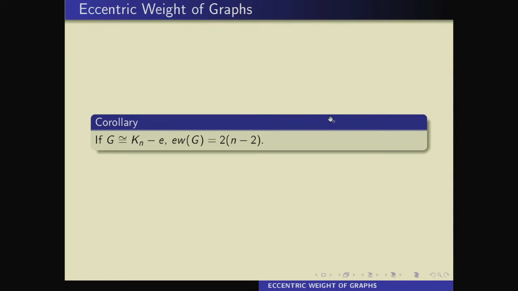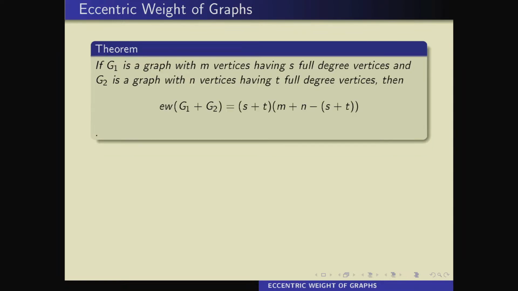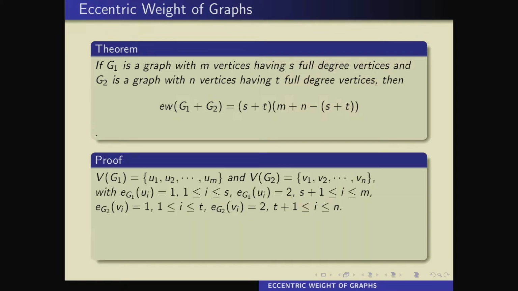Again, as a corollary to the same result, if G1 is a graph with m vertices having S full degree vertices and G2 having T full degree vertices, then the eccentric weight of the join graph is given by this formula. I'll skip the proof here.